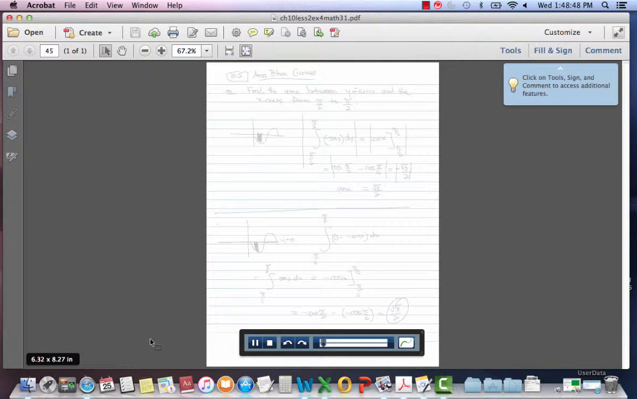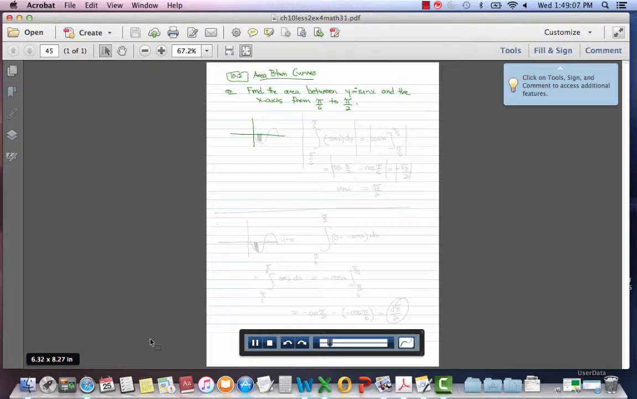This comes out of section 10.2, area between curves. We're asked to find the area between y equals negative sine x and the x-axis from pi over 6 to pi over 2. So this kind of could have been in 10.2 or in 10.1, since it's just the area from a graph to the axis.